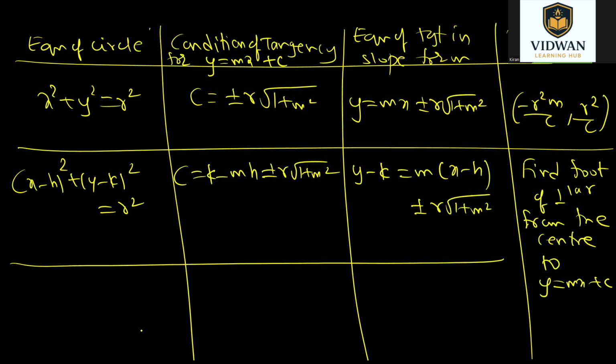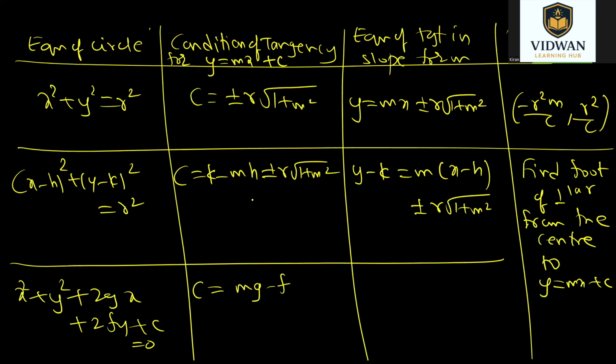And even if I choose the circle with center (minus g, minus f), the general circle, you can just write a similar result. So here the center will be (minus g, minus f). So k will be minus f, h will be minus g. So here it will become mg minus f, because you will put h as minus g here. This minus will become plus, k as minus f, plus or minus r root 1 plus m square. This is the value of c.